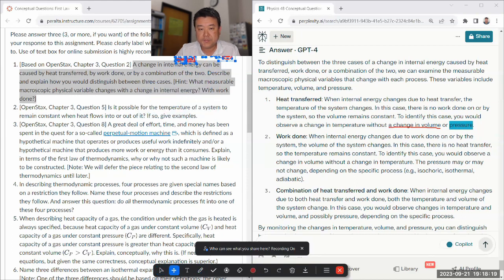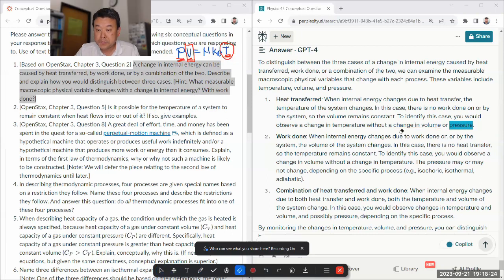I have a feeling this might be useful somewhere, so let me just keep it up. I'm going to ask a follow-up question about that. Work done, when you turn changes to work done, then the volume changes. It's built into the definition of work in this thermodynamics context. If there's no heat transfer, then that's not right. If the internal energy changes, then temperature must change. It's one-to-one. So that's wrong.